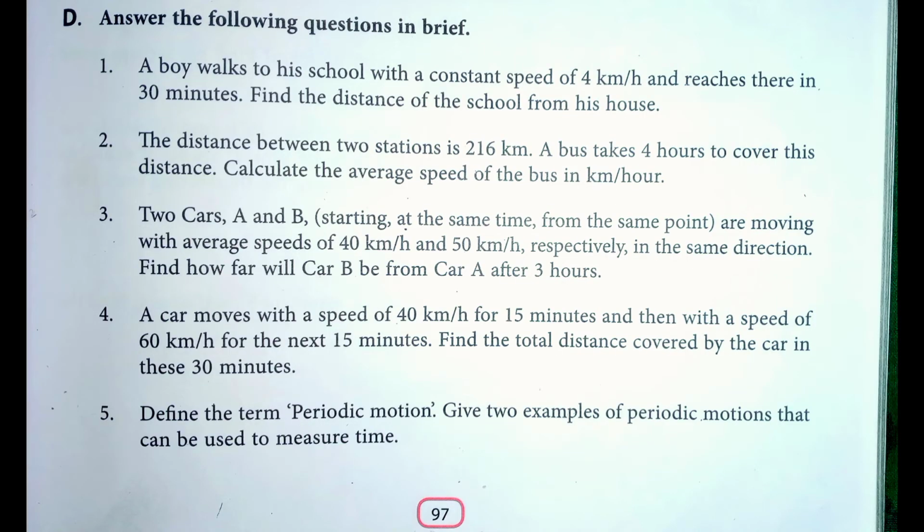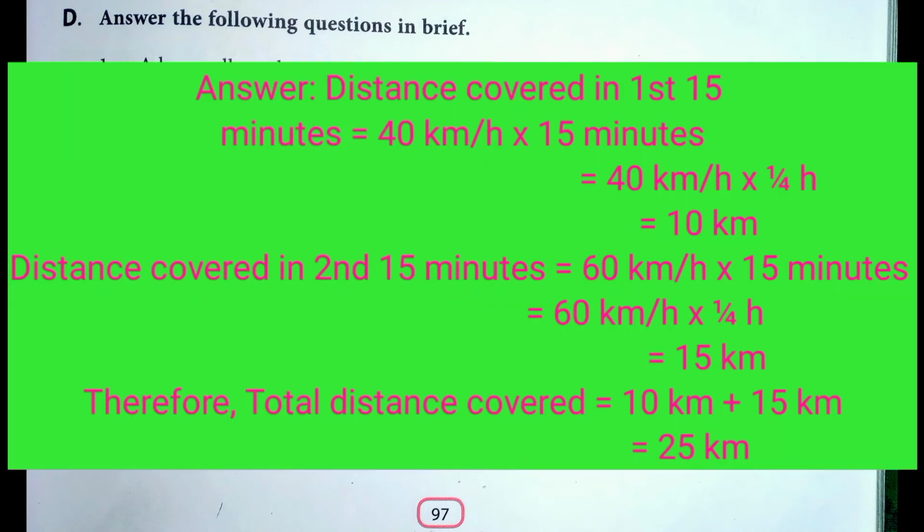Question number 4. A car moves with a speed of 40 km per hour for 15 minutes and then with a speed of 60 km per hour for the next 15 minutes. Find the total distance covered by the car in these 30 minutes. Answer.